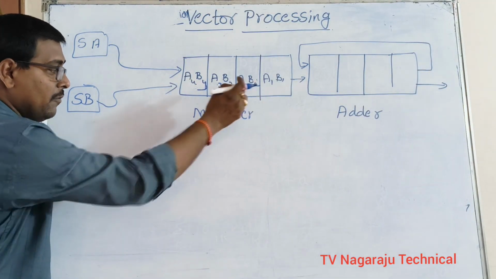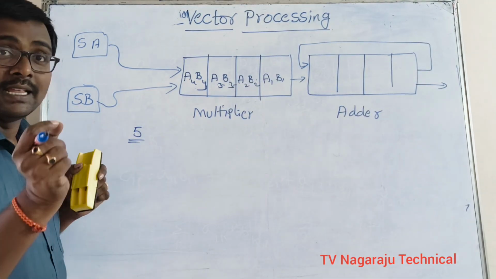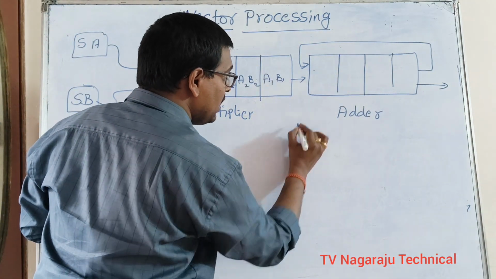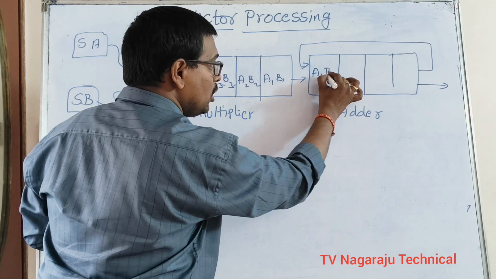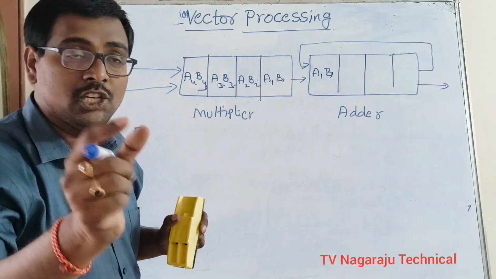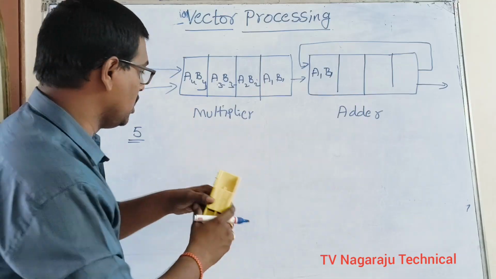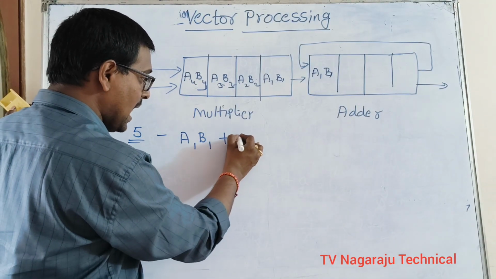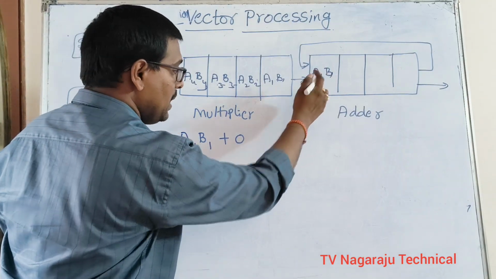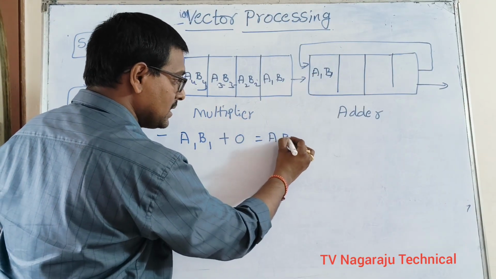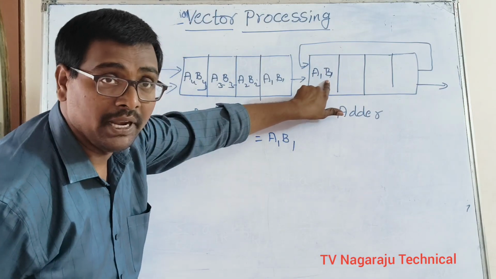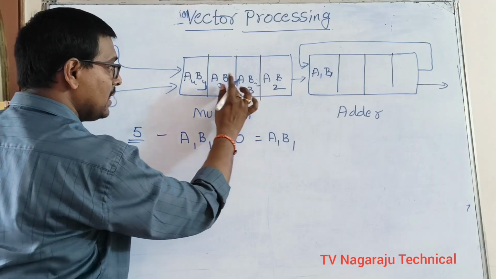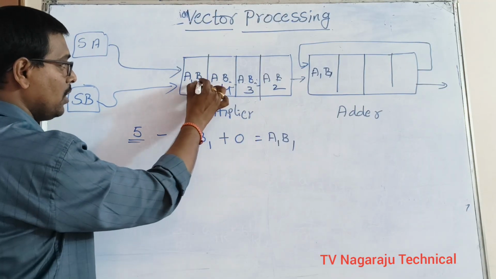Now, by the end of the 4th clock cycle, that is in the 5th clock cycle, what happened? This A1 B1 is moved to the adder pipeline. Initially, it contains the value 0. That is, in the 5th clock cycle, A1 B1 is added with 0 and the result is A1 B1, that is copied here. Once that is copied here, this is A2 B2, A3 B3, A4 B4, A5 B5.